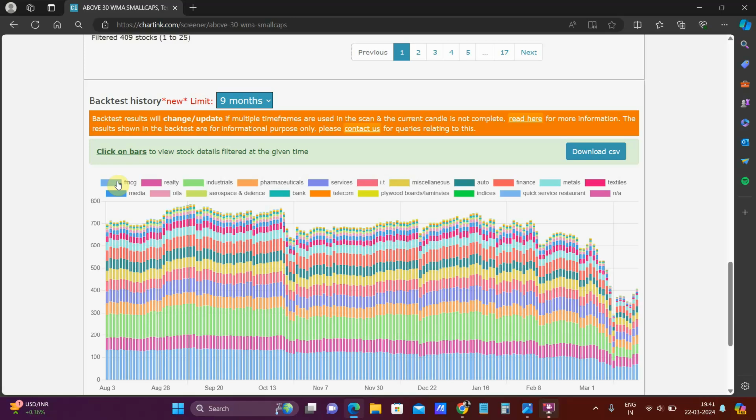So here FMCG, so many names, realty, industrial. This gives you an idea out of those 400 names that we saw today, how many of them are in which particular category, right? So you can download this and also click on which are the stocks and all of that. So that can also be done.